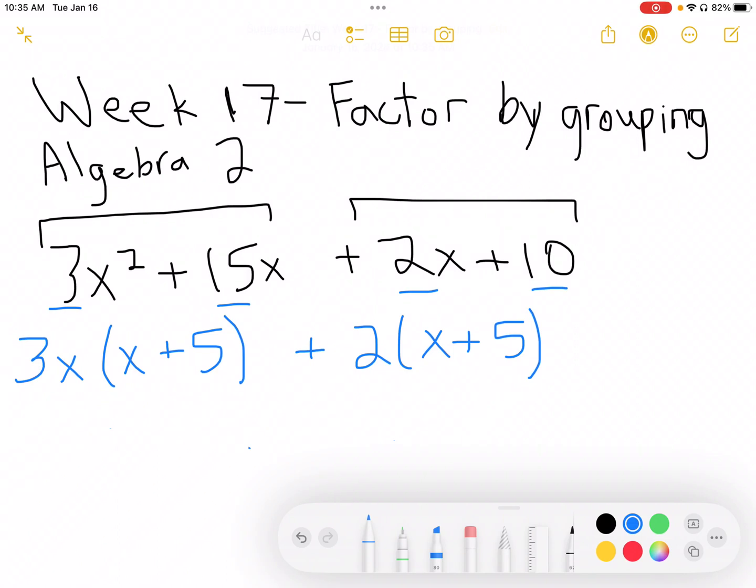Hi, welcome everybody to factoring by grouping. This Algebra 2 topic here. I went ahead and wrote this first example out so we can see it here.